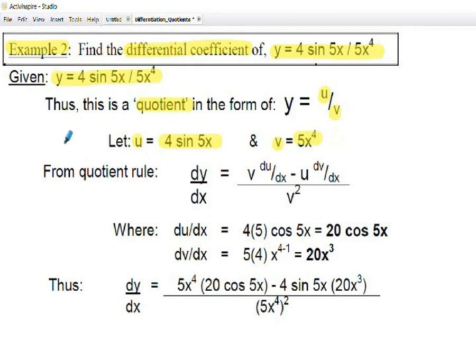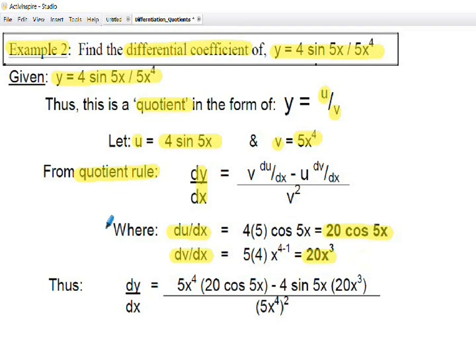I've given my quotient rule to find my dy by dx term. I know what u and v are because I've defined them myself, but I do need to find du dx and I need to find dv dx. So we're going to do that next. To find du dx, I'm going to differentiate the 4 sine 5x with respect to x, and if you follow the standard form through, because that's a standard function, that will give you 20 cos 5x. To find my dv dx term, I'm going to differentiate the 5x to the 4, polynomial format. Again, if you follow the standard form through, that will give you 20x cubed.